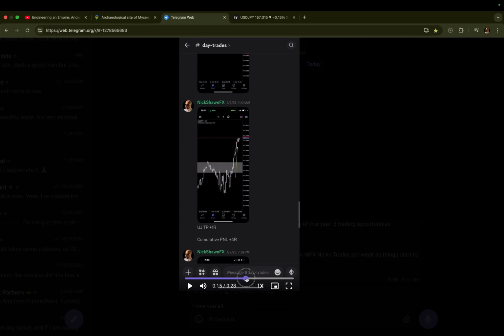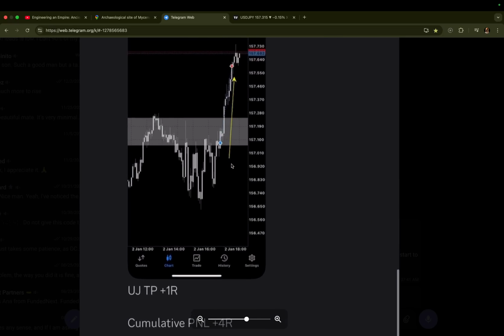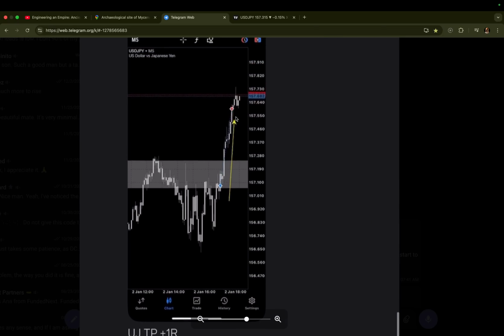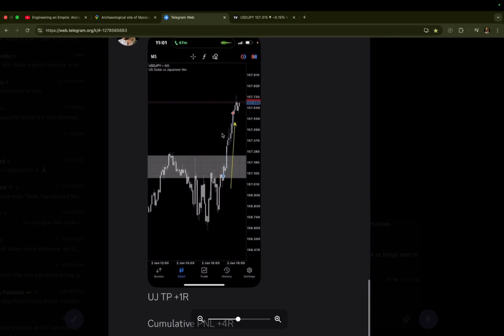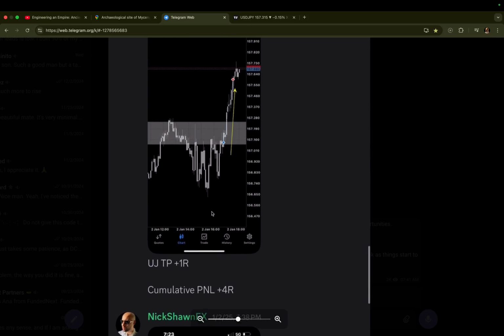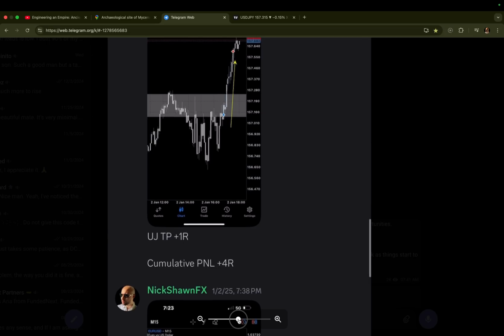And then this was the outcome. Price ended up going up. You can see the entry arrow with the closure arrow, and price was able to hit that. And then it was a profitable trade. Then you see I put UJ take profit plus 1R, cumulative P&L is plus 4R. I only started doing this a couple weeks ago, I think 3 weeks ago. So on average, I'm coming out on top 1 to 2R per week.